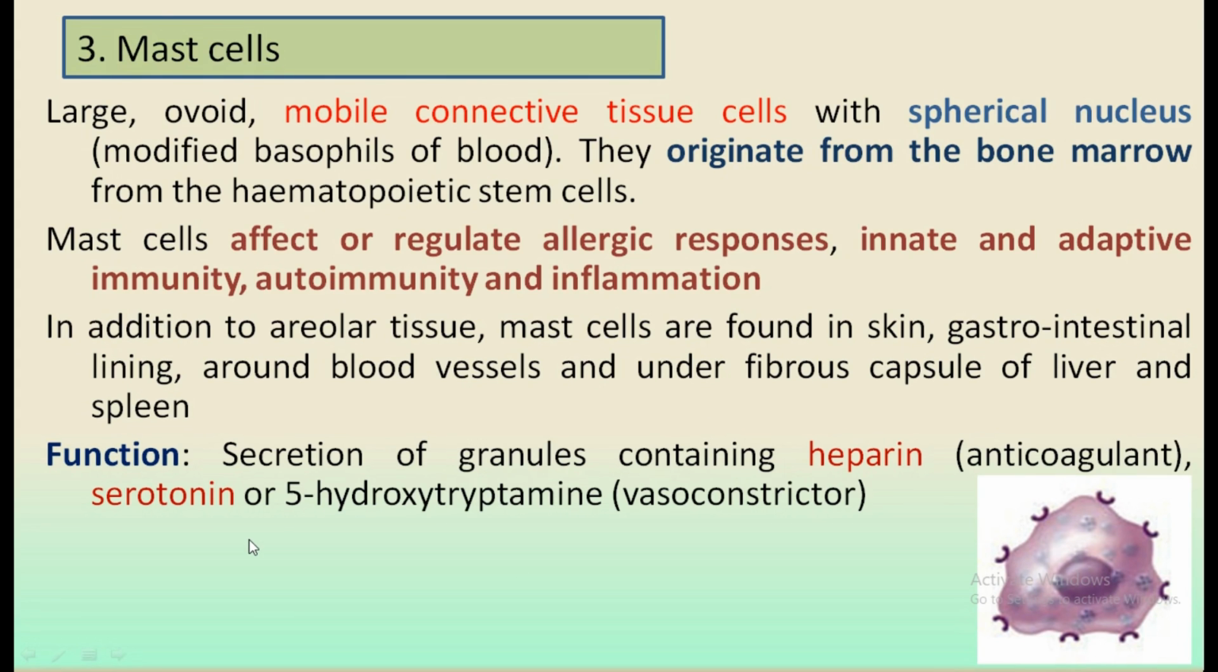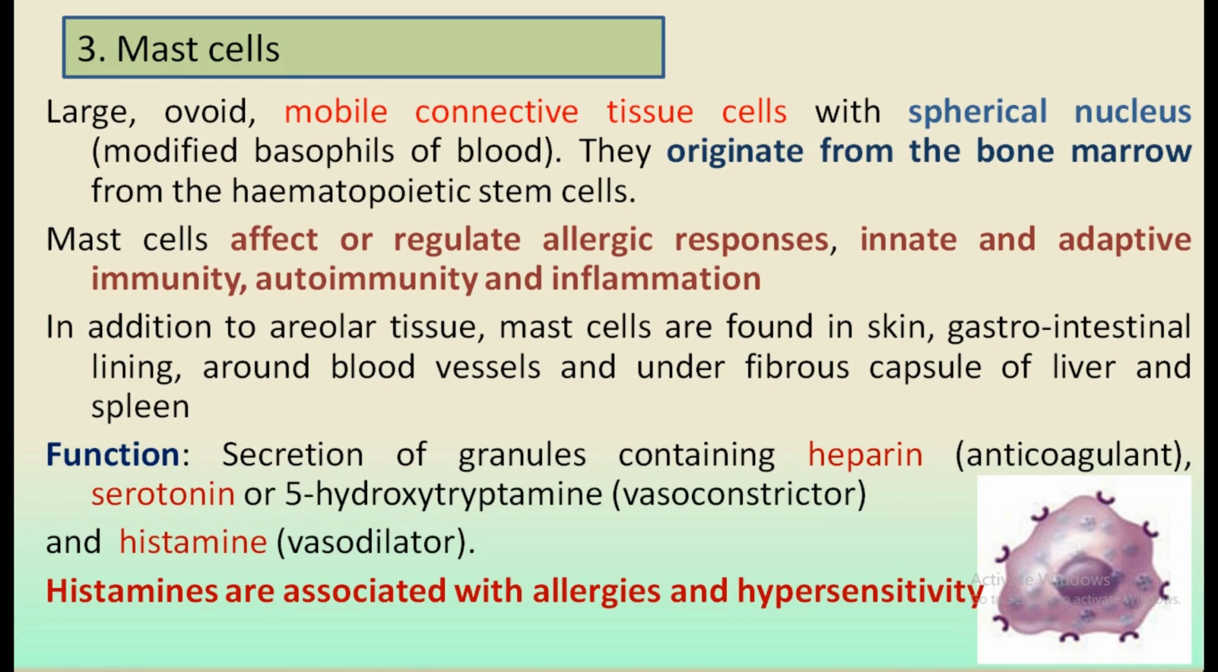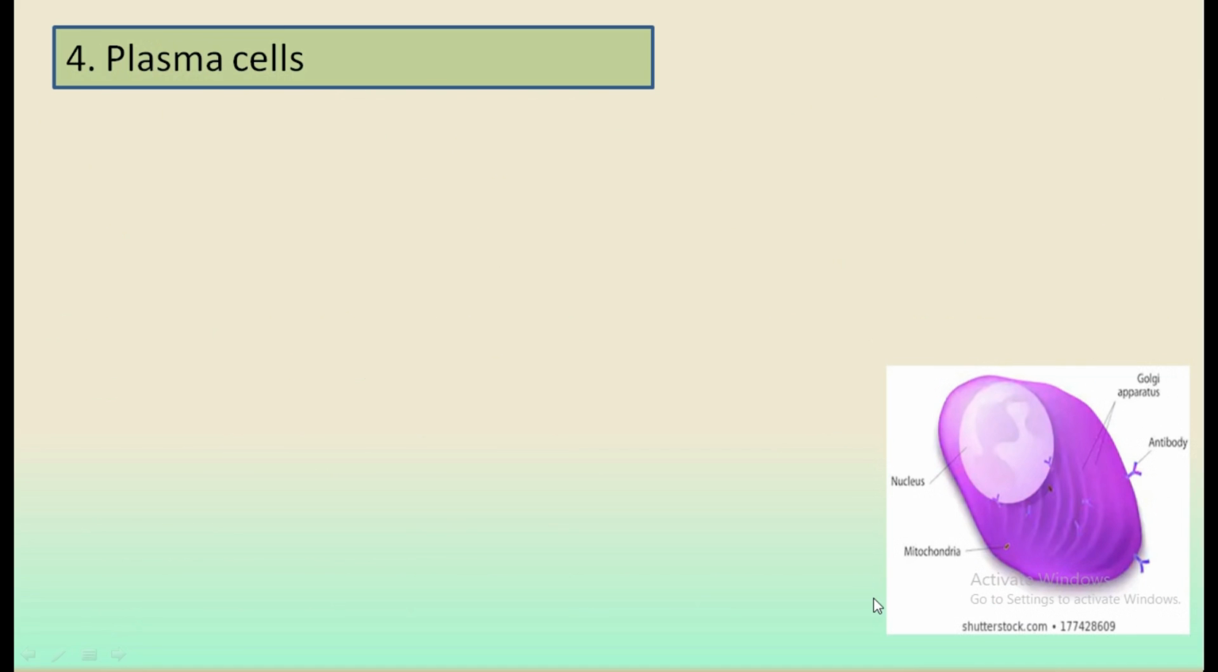And the function of mast cells is to secrete granules containing heparin, which is an anticoagulant, serotonin, which is a vasoconstrictor, and histamine, which is a vasodilator. These molecules, histamines, are associated with allergies and also hypersensitivity.